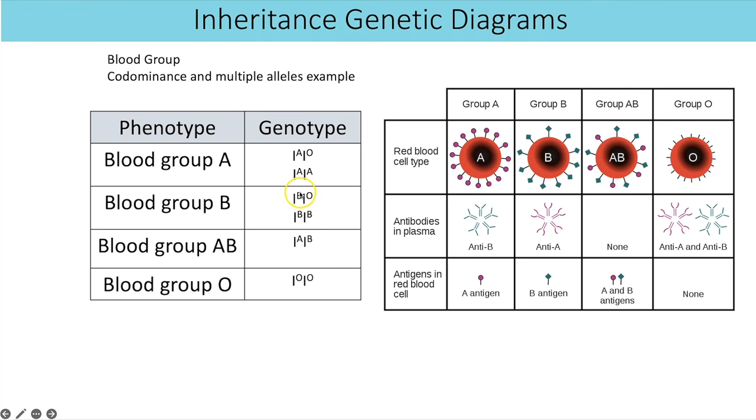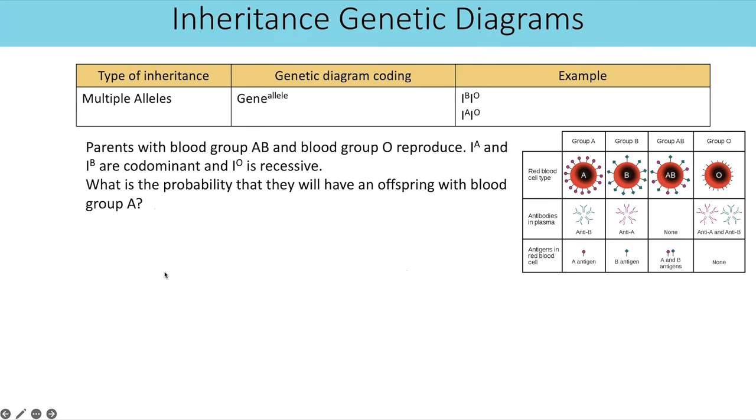And that's why you could have allele B and allele O and still be blood group B, because B is dominant over O. And the same with blood group A. Allele IA is dominant over allele IO. So here's our potential genotypes. There's our potential phenotypes. And in this example, we've got parents with blood group AB and blood group O reproduce. IA and IB are co-dominant and IO is recessive. What's the probability they'll have an offspring with blood group A?